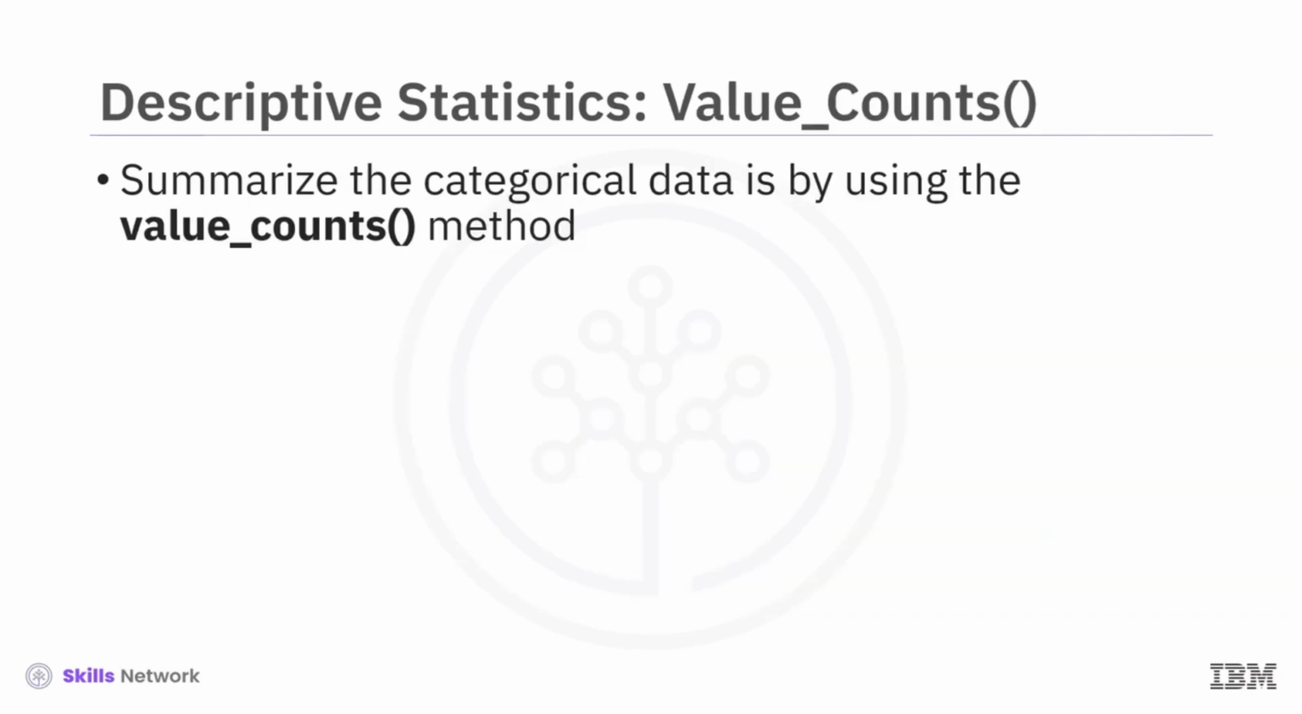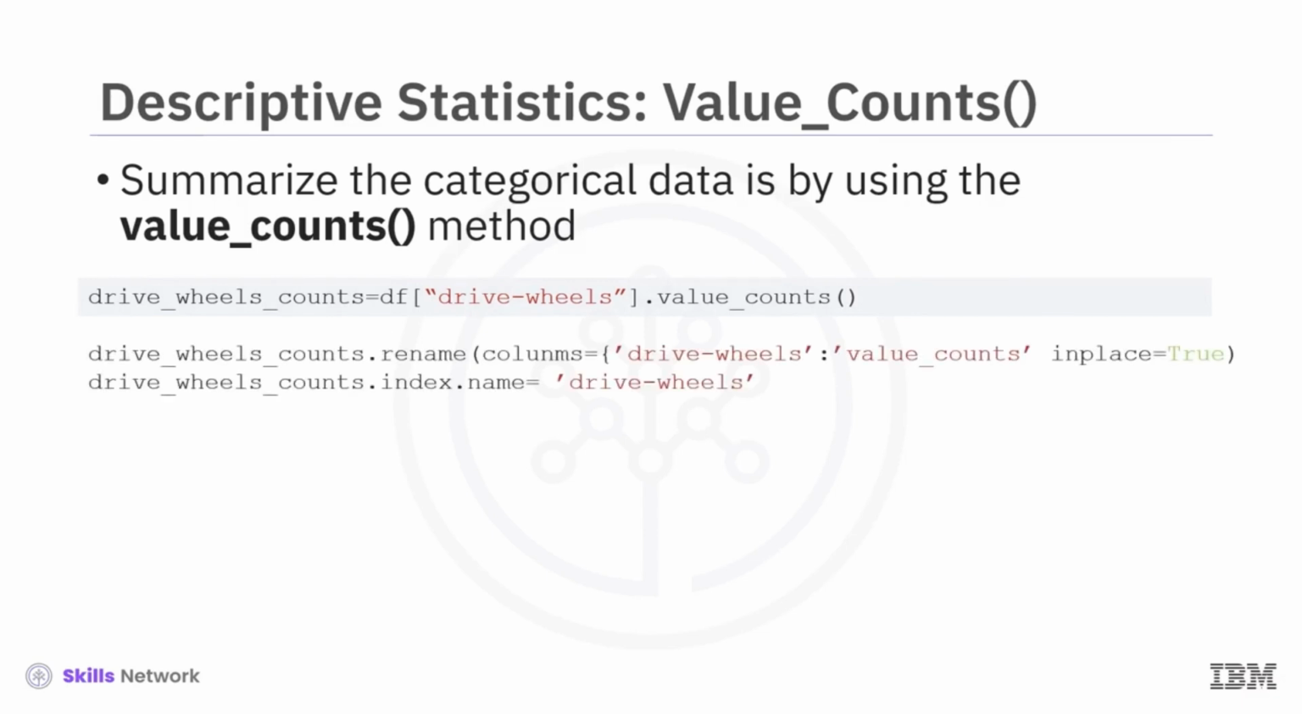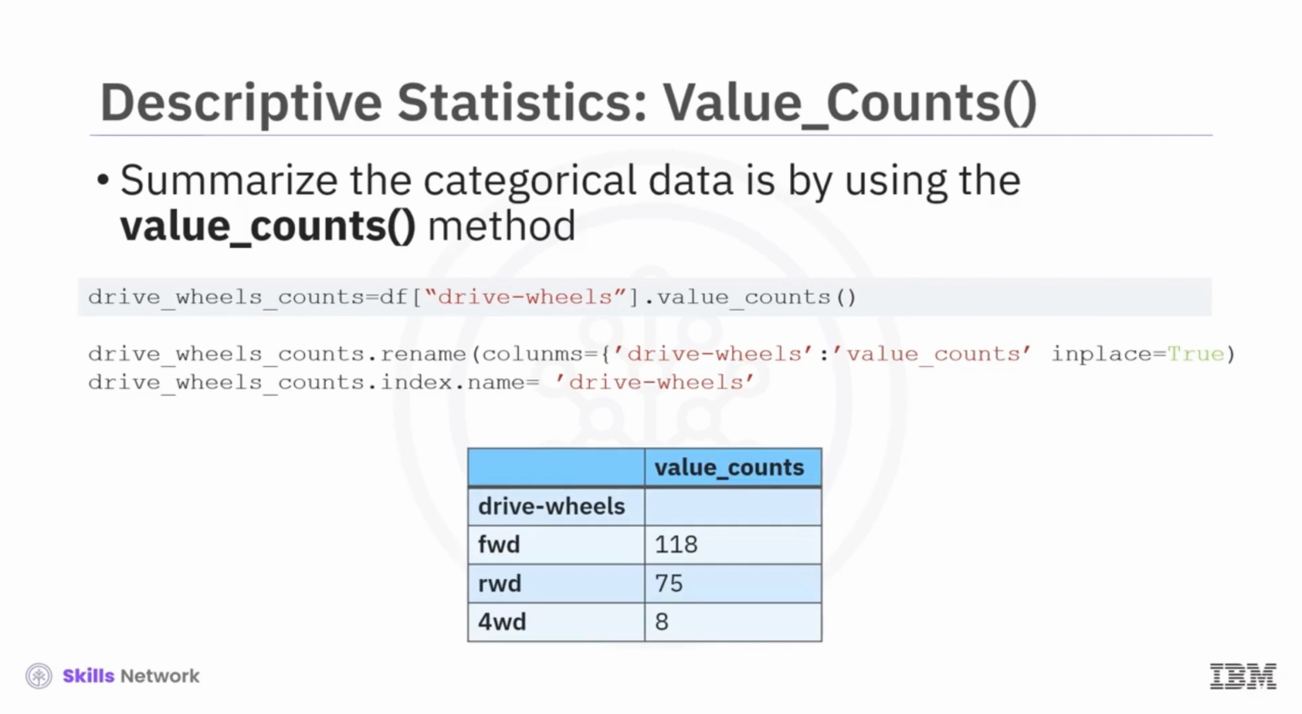You could have also categorical variables in your dataset. These are variables that can be divided up into different categories or groups and have discrete values. For example, in our dataset, we have the drive system as a categorical variable, which consists of the categories front-wheel drive, rear-wheel drive, and four-wheel drive. One way you can summarize the categorical data is by using the function value_counts. We can change the name of the column to make it easier to read. We see that we have 118 cars in the front-wheel drive category, 75 cars in the rear-wheel drive category, and 8 cars in the four-wheel drive category.